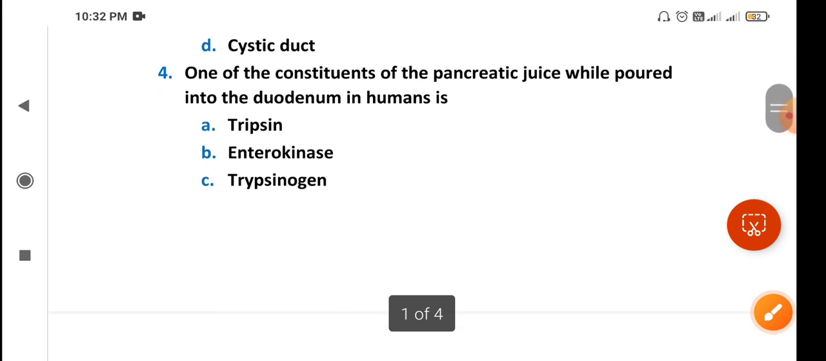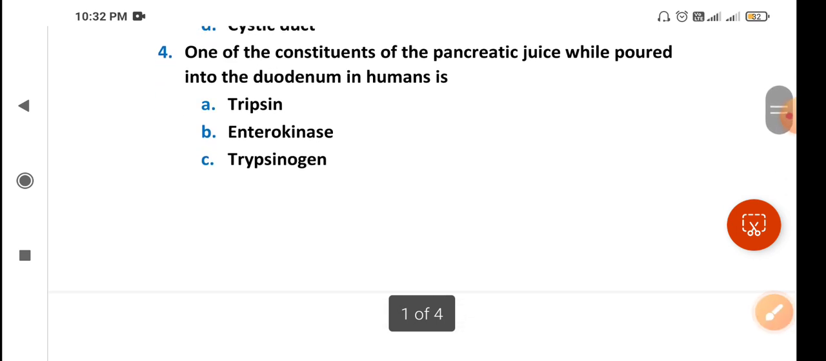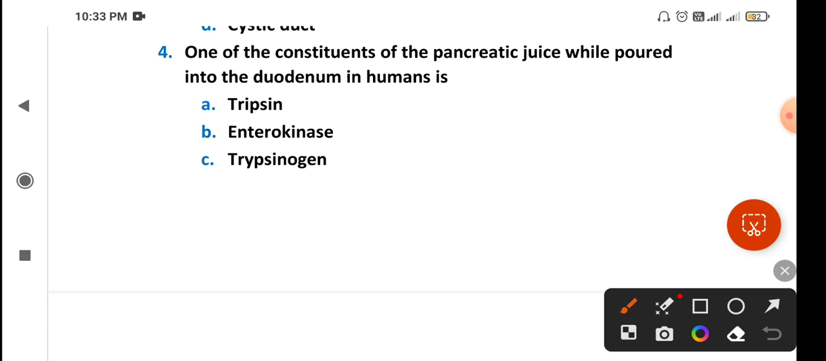Now the next question. One of the constituents of the pancreatic juice while poured into the duodenum in humans is, first is trypsin. No, it is the active form of the trypsinogen, but trypsin is secreted from the pancreas in inactive form. And what is the inactive form of trypsin? Trypsinogen. So correct answer will be C option.